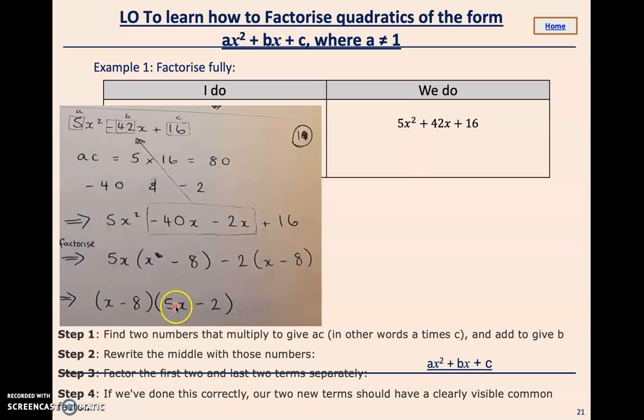What you could do as well, if you've got time, is multiply these out to double check that we'll get back to our original expression, because all we're doing is showcasing that in a different format. So if you can pause the video now and give the we do a go for 2 minutes.